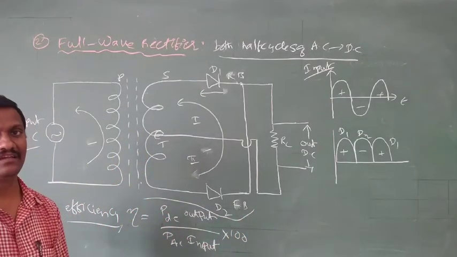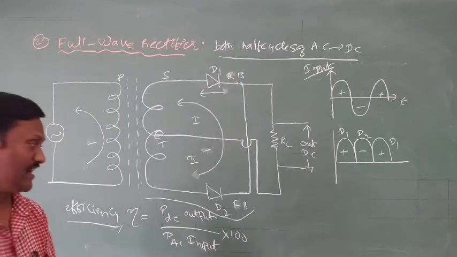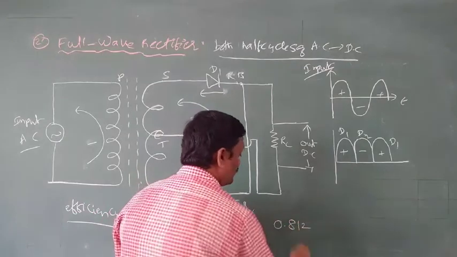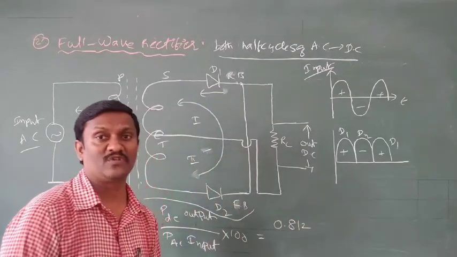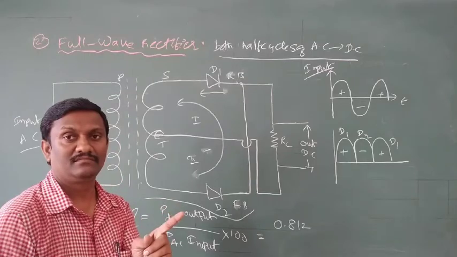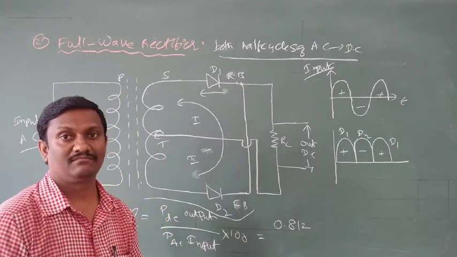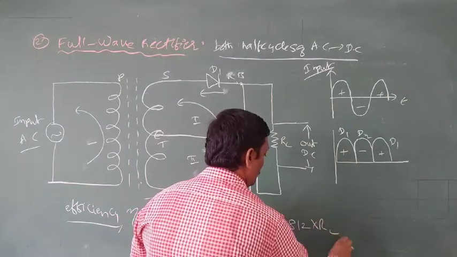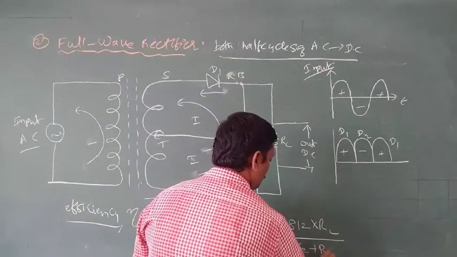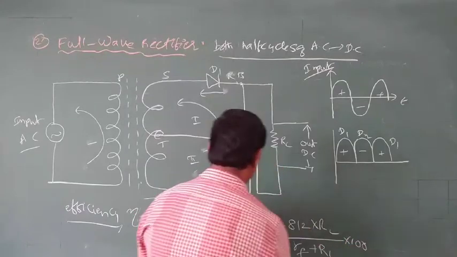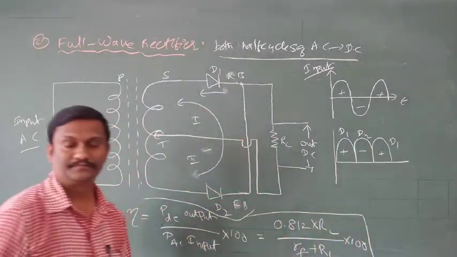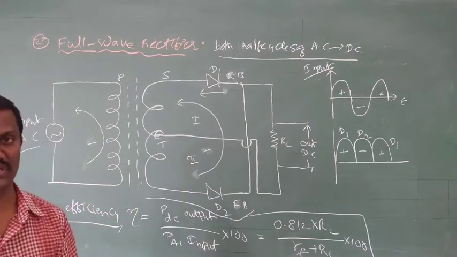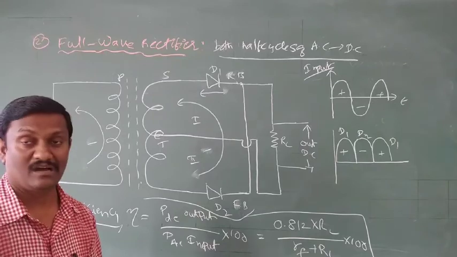Experimentally, the efficiency of a full wave rectifier is equal to 0.812. In a half wave rectifier it is 0.406 because of a single diode. Here, with two diodes, the efficiency is double. Efficiency equals 0.812 times RL by (RF plus RL), times 100. So that is the equation of the full wave rectifier.